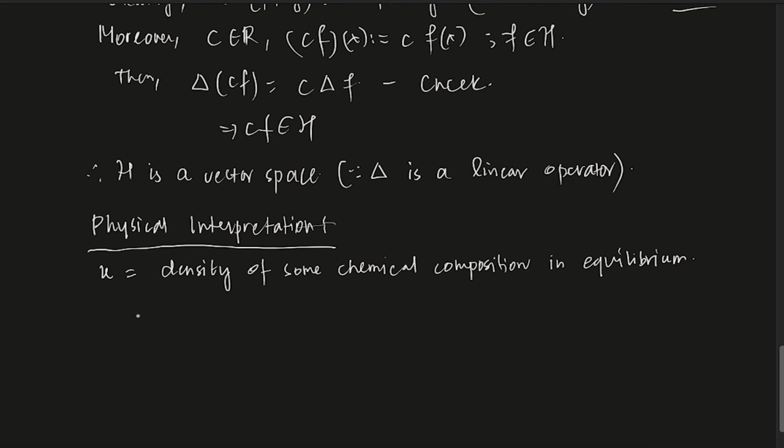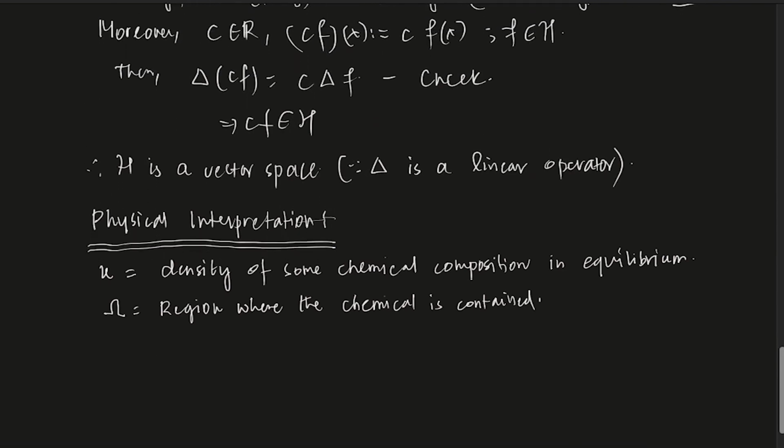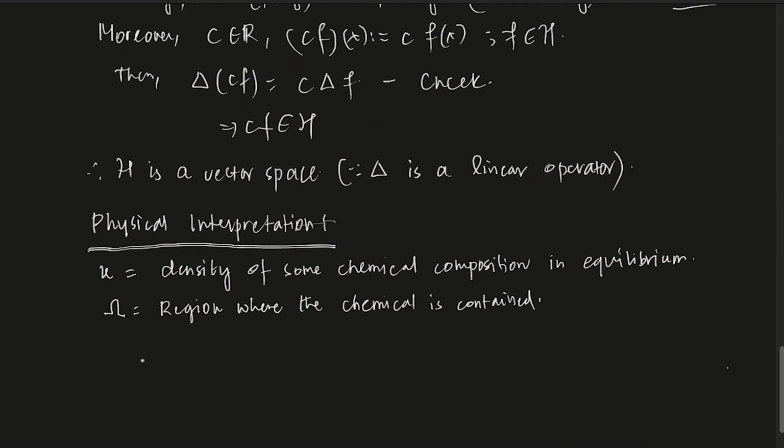Now, let us say that the chemical is contained in some region which we will call omega. So the region where the chemical is contained. Clear? So that's your omega. Omega is our domain. So let us see what happens. Let's say that's your omega.